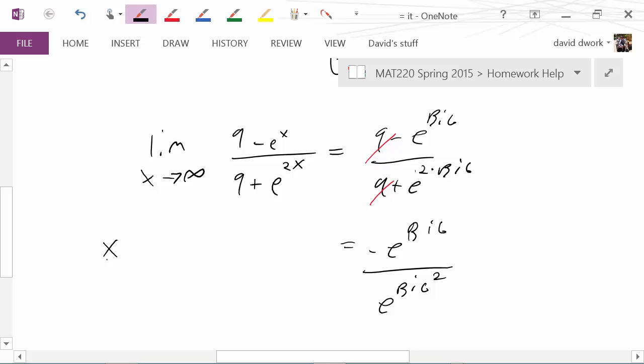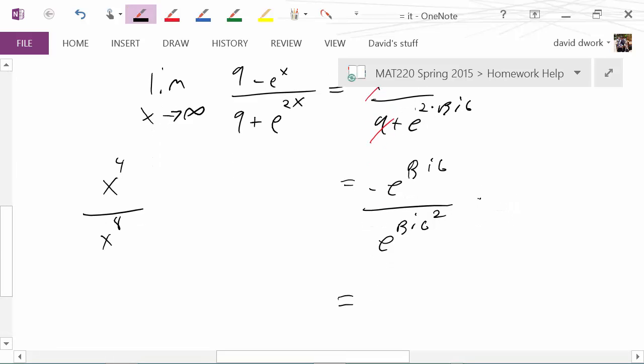And if you think of it like normal exponents, how would you do something like this? Well, they would divide. You would say x to the 4th and x to the 8th, exponents subtract. So that's what we'll do here. This would be e to the big dividing with e to the big squared, but leave me with just 1 e to the big in the denominator. So that'd be negative 1 over e to the big once again.